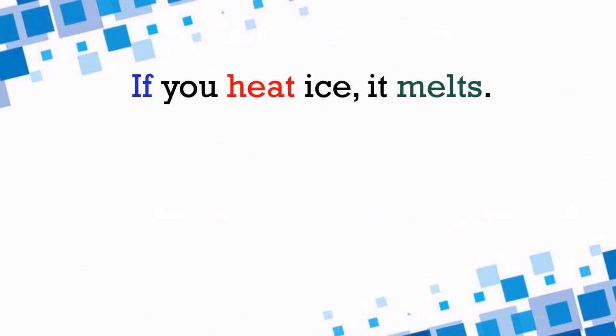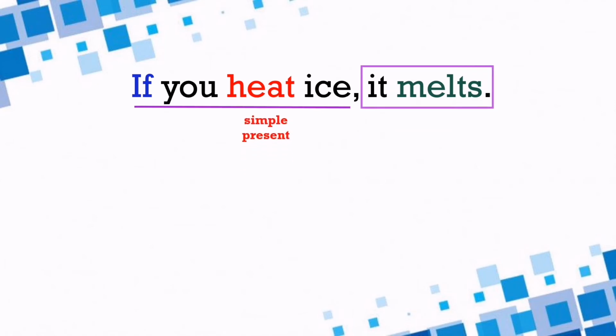Let us have example number 1. If you heat ice, it melts. The if clause is if you heat ice and it melts is the main clause. The verb heat in the if clause is in the simple present tense, and so with the verb melts in the main clause.